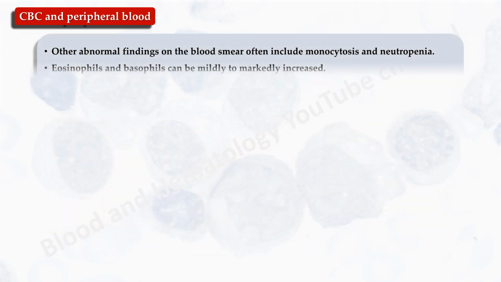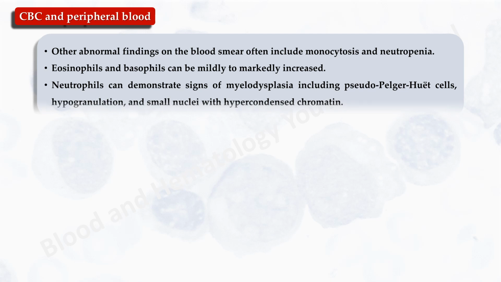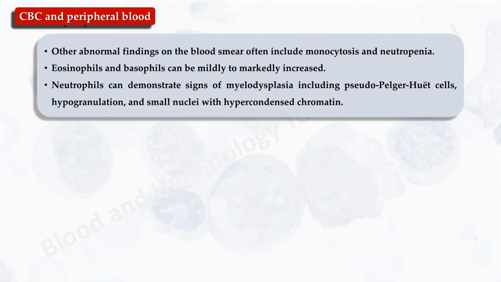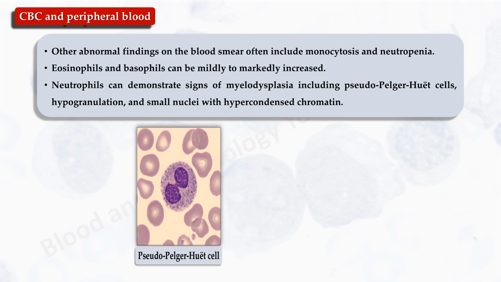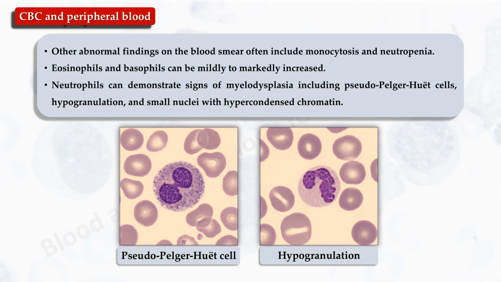Other abnormal findings on the blood smear often include monocytosis and neutropenia. Eosinophils and basophils can be mildly to markedly increased. Neutrophils can demonstrate signs of myelodysplasia including pseudo-Pelger cells, hypogranulation, and small nuclei with hypercondensed chromatin.